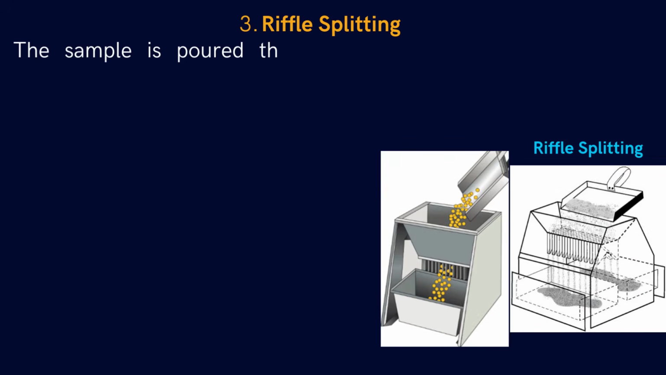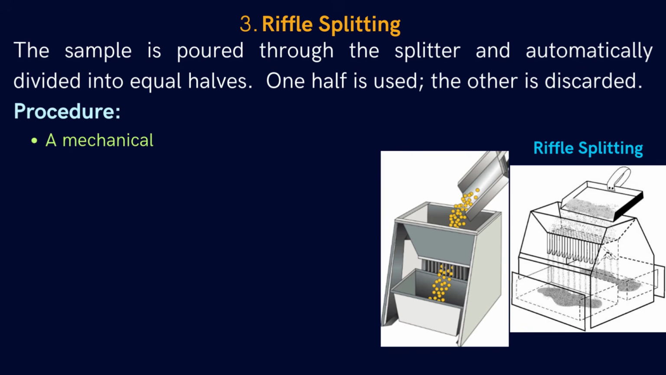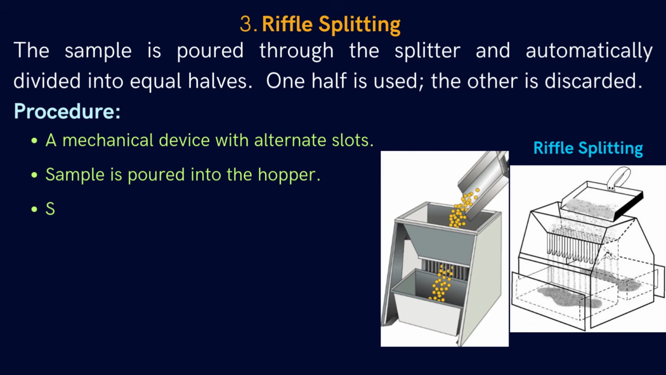Third, riffle splitting. Here the sample is poured through the splitter and automatically divided into equal halves. One half is used, the other is discarded. Procedure: a mechanical device with alternate slots. Sample is poured into the hopper.